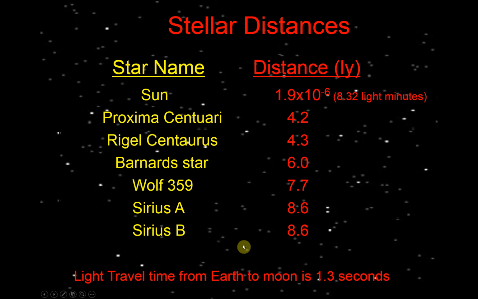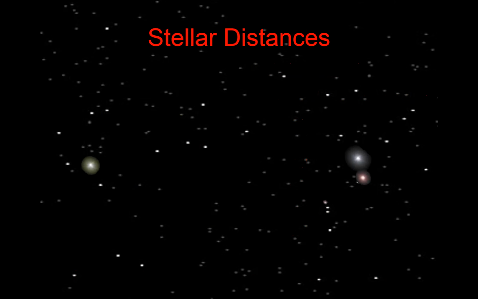But these are the distances to the nearest stars. If you were traveling at the speed of light, it would take you between 4 and 8 years to reach the nearest stars. So when we're talking about stellar distances, we can define these distances to the various stars from the Sun. So here's the Sun over here. Here's Centauri A, Centauri B, and Proxima Centauri.